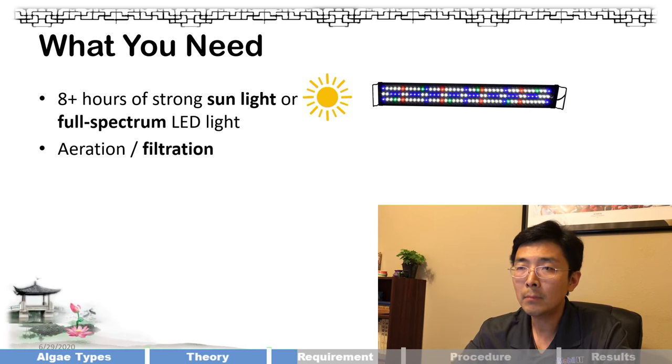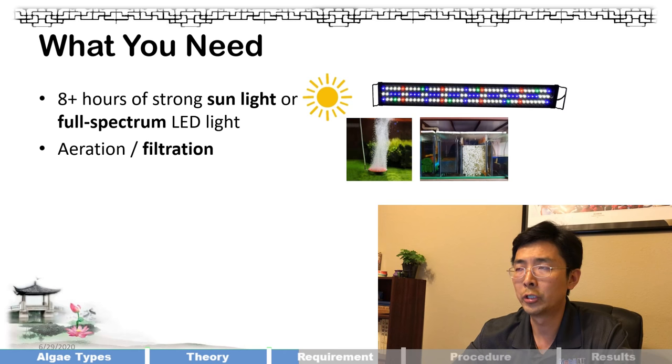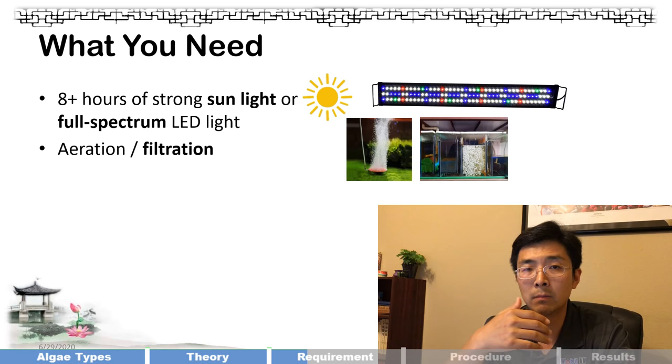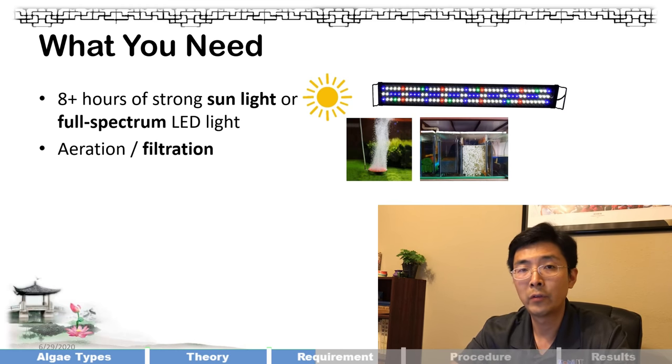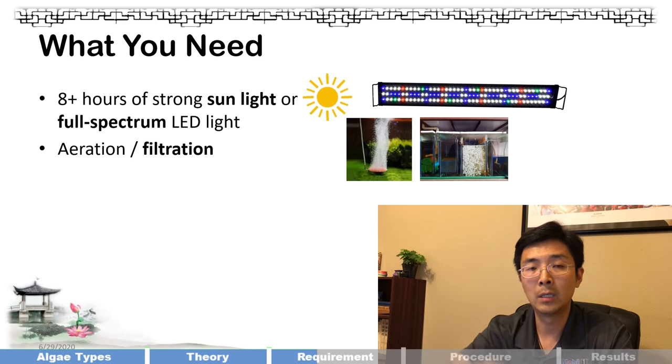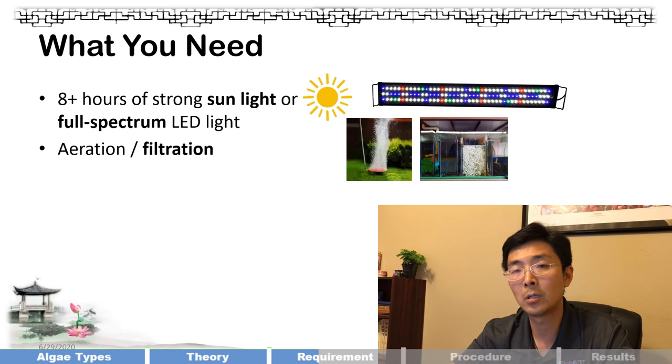The second one is aeration or filtration. For aeration, you need to get air bubbles. The reason we need aeration is because you need to reduce the CO2 level. For the filtration, you also need a powerful filtration to reduce your nitrate and also reduce the ammonium level. The sump filter is the best. If you don't have a sump filter, a trickle box filter on the top is also a good option.